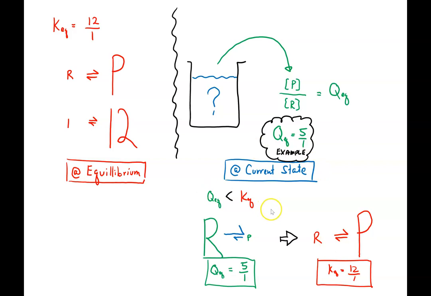The same goes for scenarios where QEQ is greater than KEQ. So let's pretend I take a sample and I find that the product concentration is 30 when it should be 12, and the reactant concentration is 1. So in that case, I have a lot of products and very few reactants. So now, which direction should my equilibrium shift, forward or reverse, in order to reduce my product concentration while increasing my reactant concentration, so that this very high ratio of products to reactants is reduced to the ratio that it should be at equilibrium? Well, I'm going to have to shift to the left.